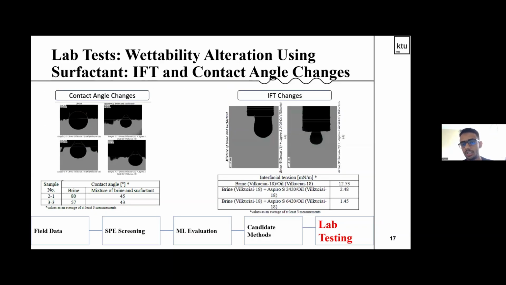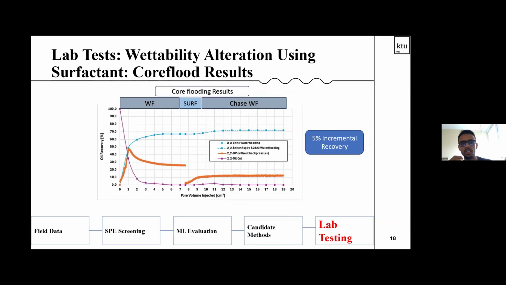Here we see how the contact angle and IFT change. In both samples, with surfactant 2.1 and 3.3, the contact angle changes to 45 and 43 degrees, and IFT also changes because of surfactants, up to 1.5. And then we also tested core flooding. From the core flooding results, we can see that using the surfactant, we can improve recovery by up to 5%.